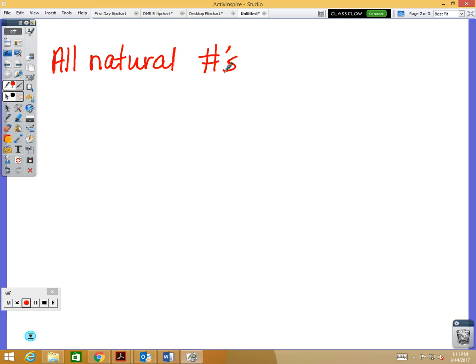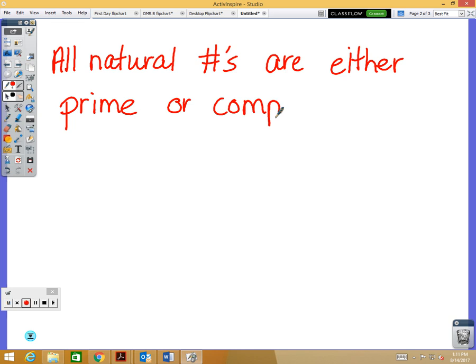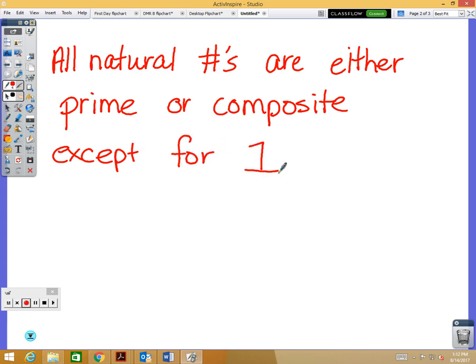and natural numbers are like 1, 2, 3, 4, 5, all up, okay? All natural numbers are either prime or composite, except for the number 1. All natural numbers are either prime or composite, except for the number 1.